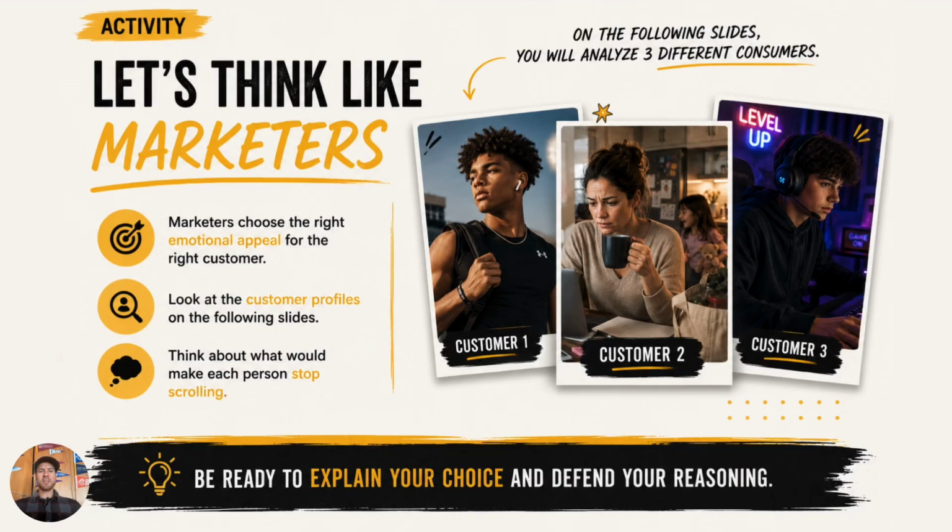We do a quick activity here where students need to think like marketers. They choose the right emotional appeal for the right customer. I have them look at the following images. There's 3 images that we'll do, so 3 next slides. And each one of these people will be a different target consumer, target market. And so they need to think about what would make each person stop scrolling. On the following 3 slides, they will analyze 3 different consumers, customer one, customer two, customer three, as a table group or individually, depending on how you want to do this. I will have students think for 30 seconds completely quietly, then they'll pair up or partner up if it's a bigger group than just pairs, and then share out their responses.